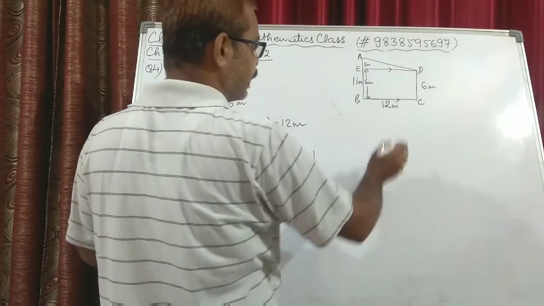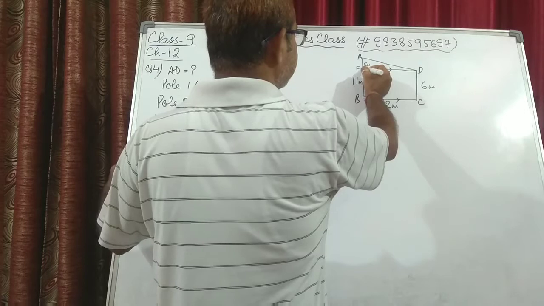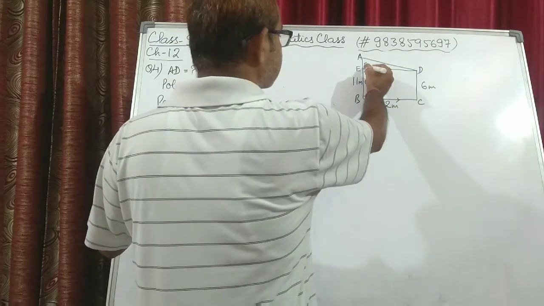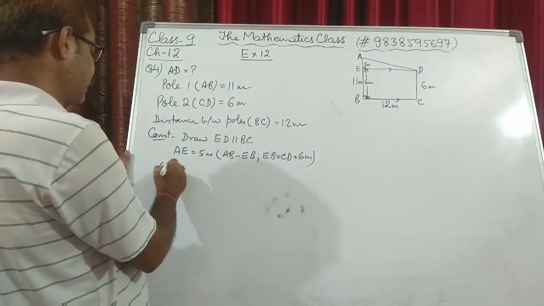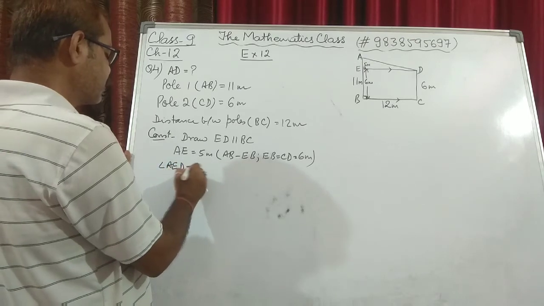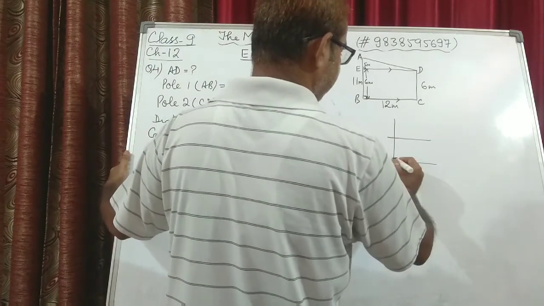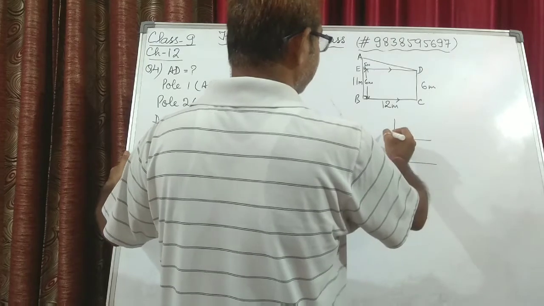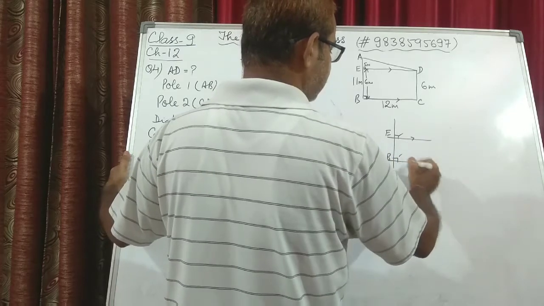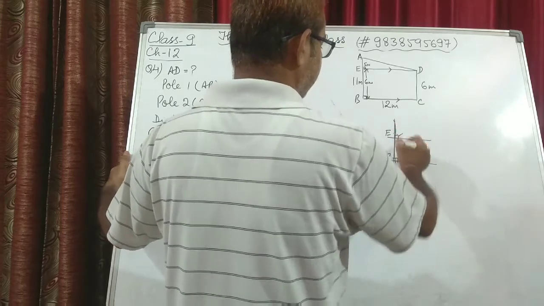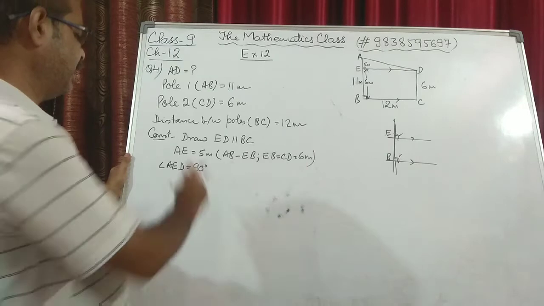Since the poles are standing vertically, this angle B is 90 degrees, and this line ED is parallel to BC, so angle E is a corresponding angle, so angle E will be 90 degrees. So we can say angle AED is equal to 90 degrees. When two lines are intersected by a transversal, corresponding angles are equal. So this angle and this angle are equal. So we got AE as 5.